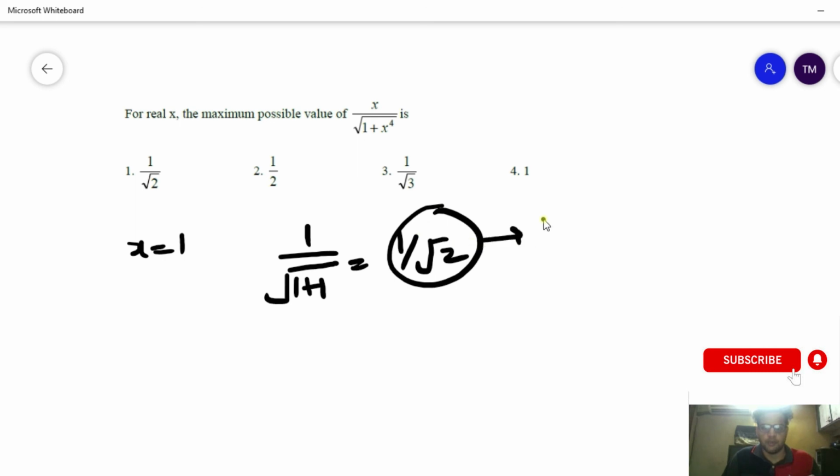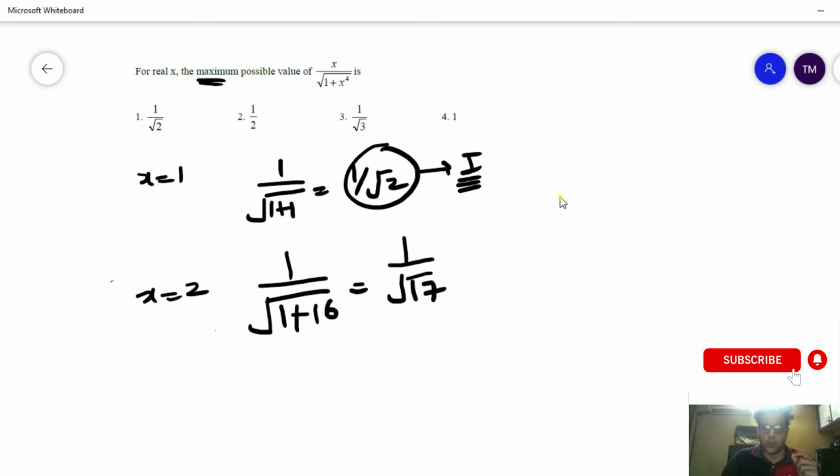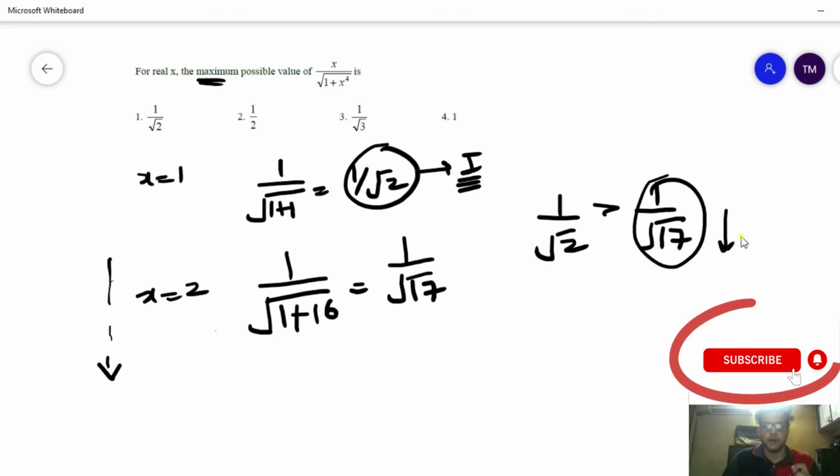Okay, so we have got the first value. Now let's put the next value. x is equal to 2. So this will be 1 upon root of 1 plus 2 raised to 4, which is 16. So 1 by root 17. Now understand that 1 by root 2 is always going to be more than 1 by root 17. Hence, if we go on increasing x, the output we are getting would be reducing. Hence, the maximum possible you can get is 1 by root 2. The answer to this question is option 1, 1 by root 2.